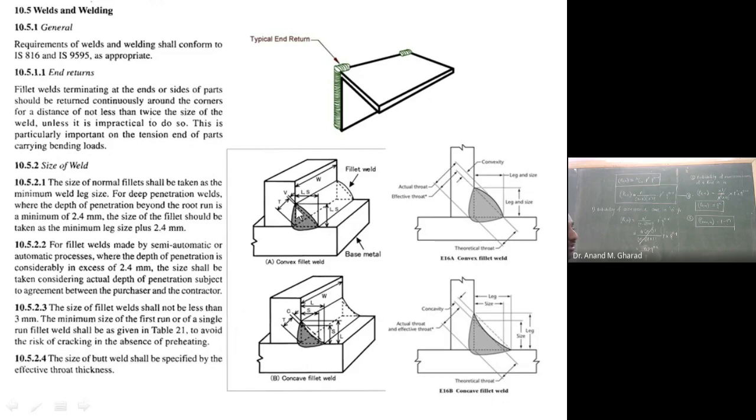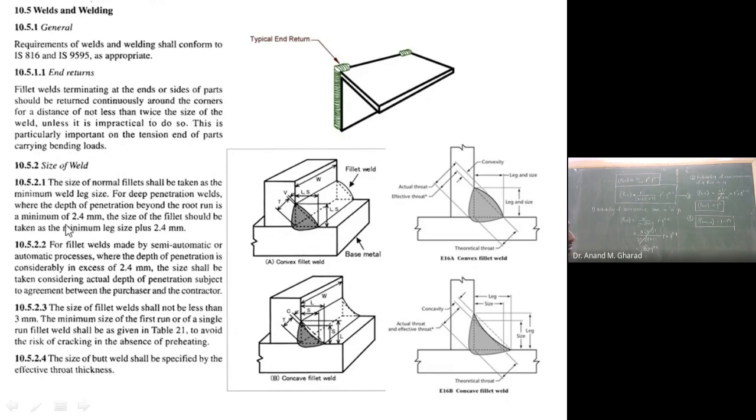Mathematically, we can consider this portion to be a triangular portion, and we can drop a perpendicular from this root on this hypotenuse. Size of the weld should be even. From that point of view, this value, the thickness, comes out to be 0.707 times the L or the size of the weld. Okay.